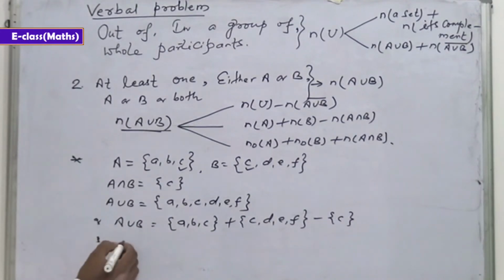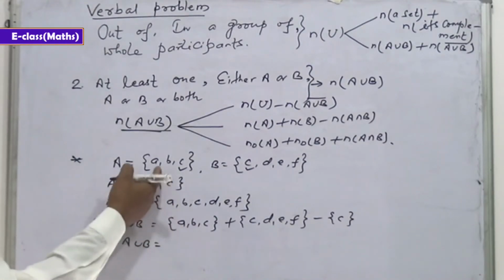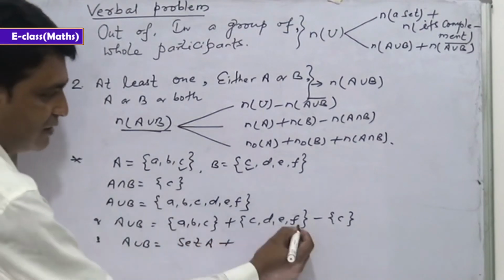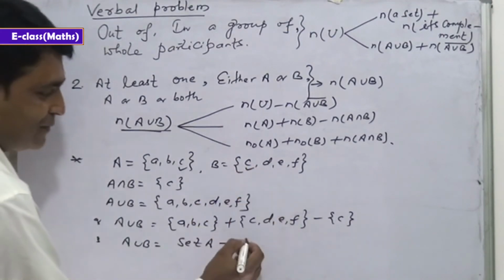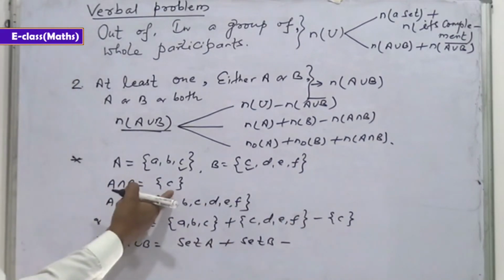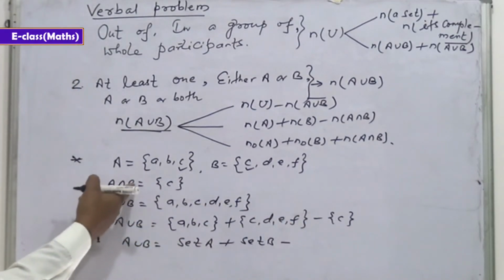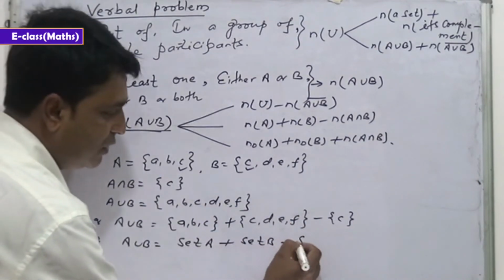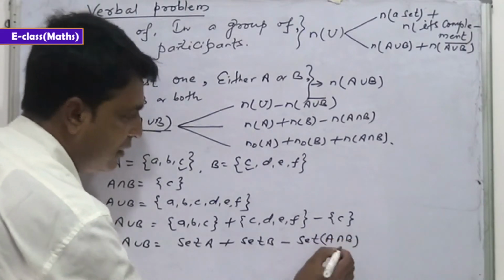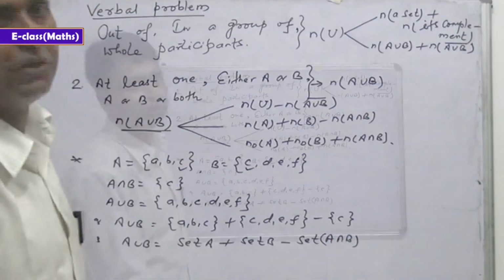Move further. Can we write there A union B equal to, what does this represent? This is set A plus, what does this represent? This is set B minus this. Just we have operated here, that is A intersection B. So obviously we can write this is set of A intersection B. Now come to the point here.